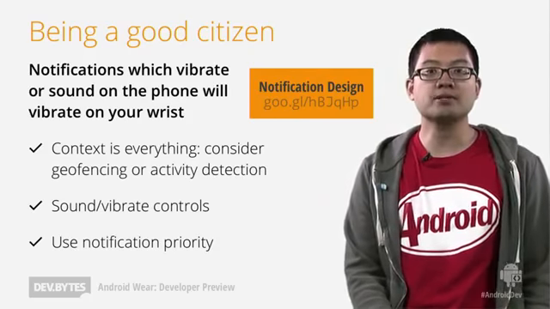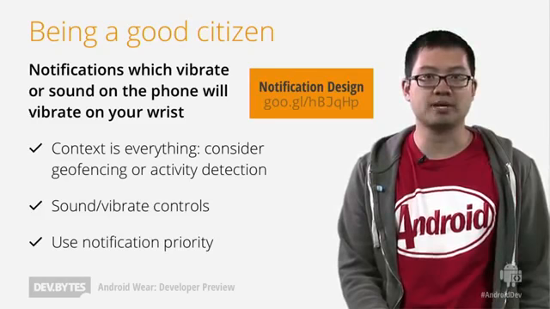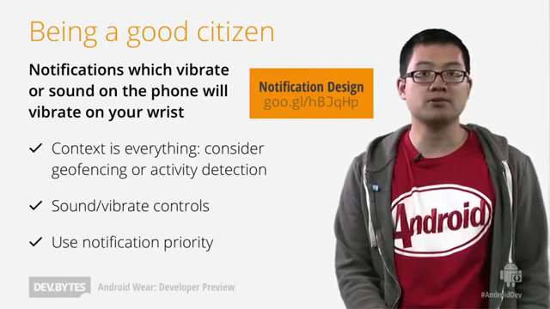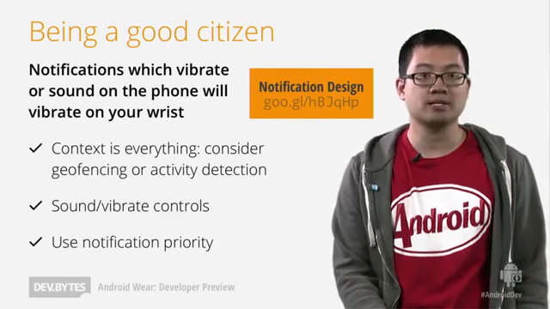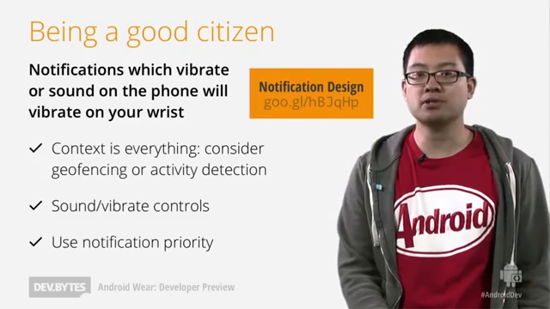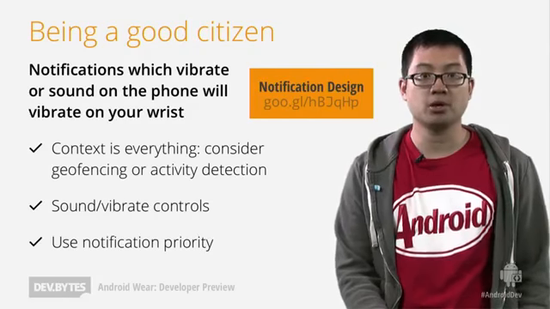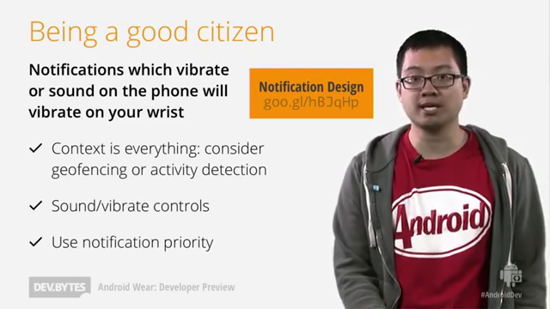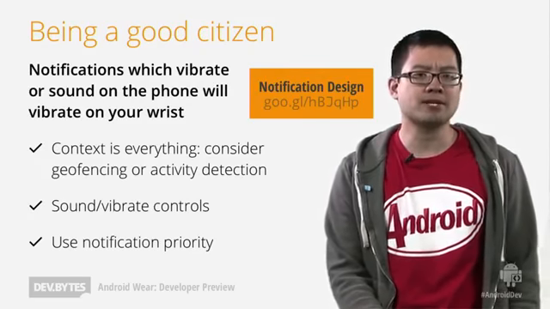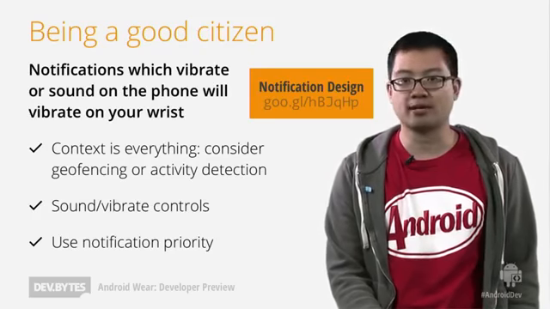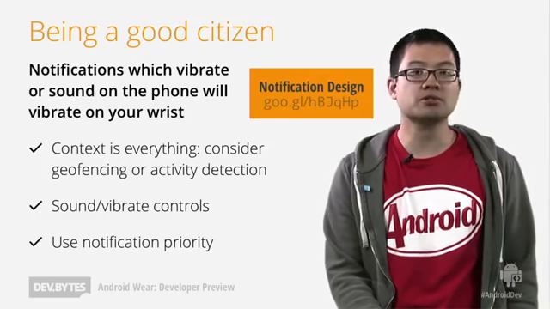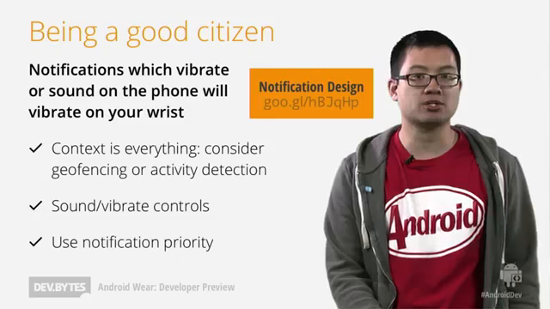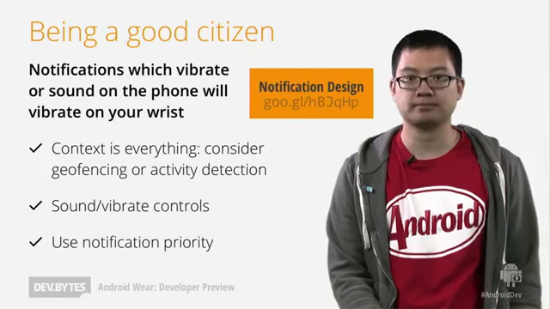Next, it's important that notifications be as contextually relevant as possible. For example, you can use the APIs in Google Play Services to set up a geofence and only post a notification when the user is at home. Or you could use the Activity Detection API to only send notifications when the user is biking. If you have an app that generates a lot of notifications, like a chat or email client, you should give your user control over when your notifications will make a sound or vibrate.